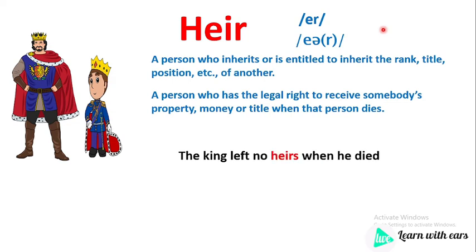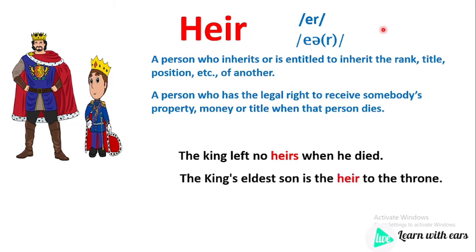The king left no heirs when he died. Next, the king's elder son is the heir to the throne. Next, who is the true heir to the throne? Okay, heir. H is silent.